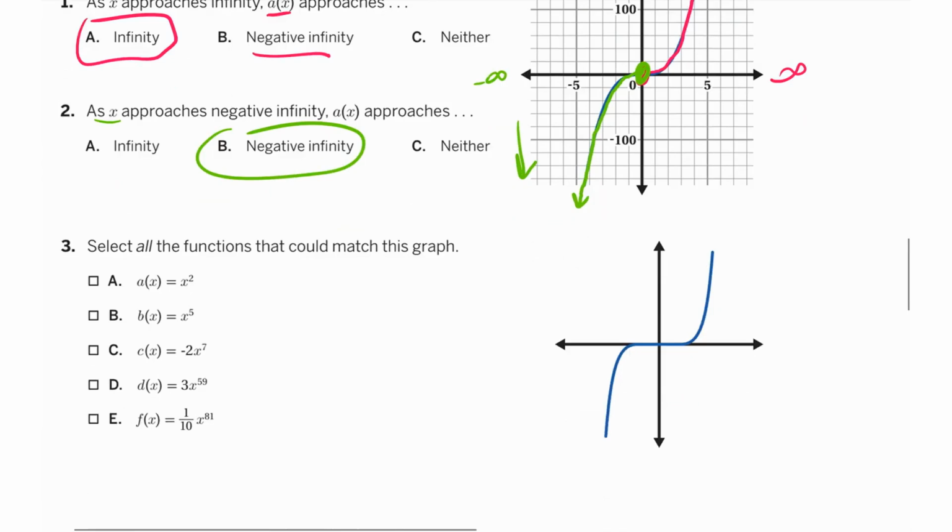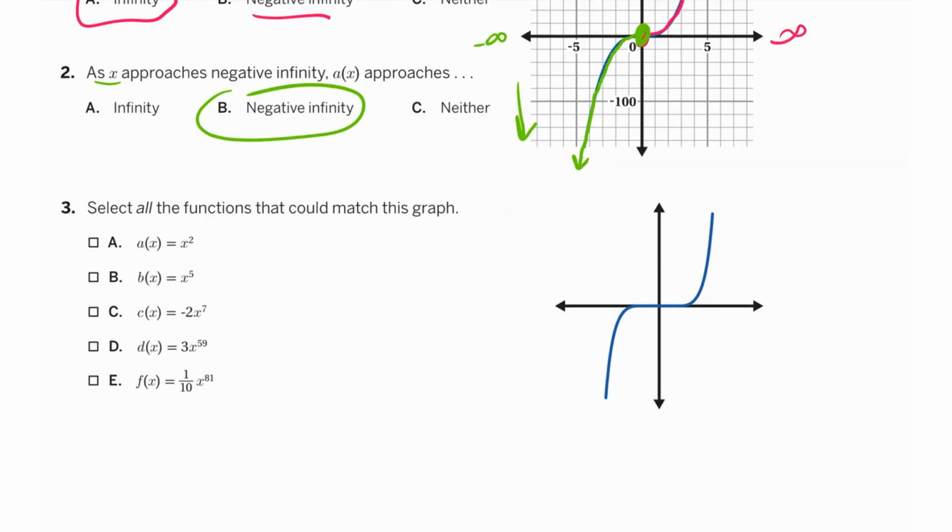For number 3, select all the functions that could match this graph. So a couple of main things, thinking back on our table from before, it's not going to be an even exponent because with our even exponents, we saw that the end behavior ended up pointing in the same direction. Since we see our end behavior is pointing in opposite directions, we know we're going to have an odd exponent. So not x squared, and then the rest of these are odd.